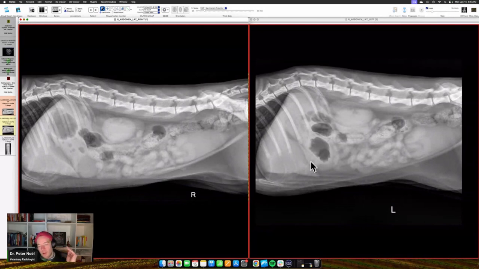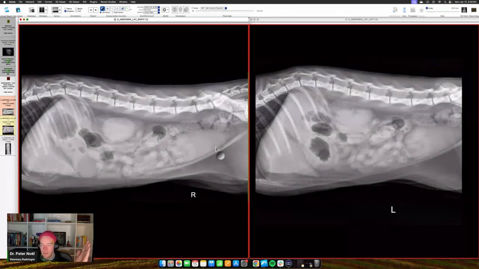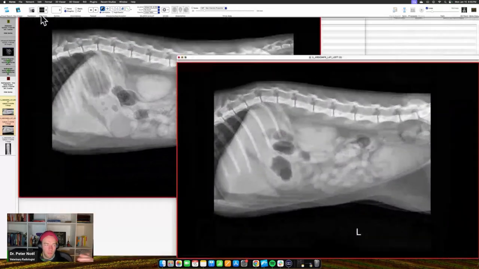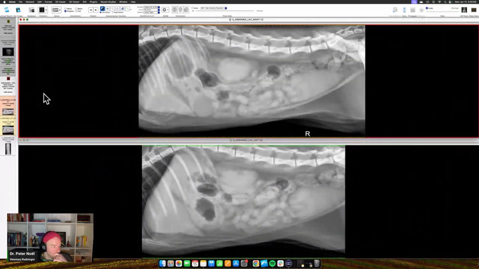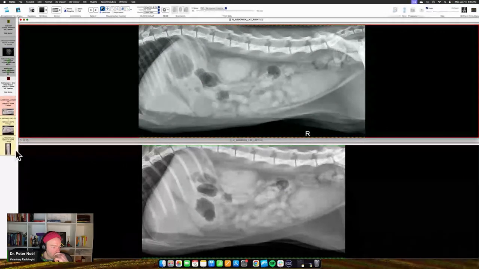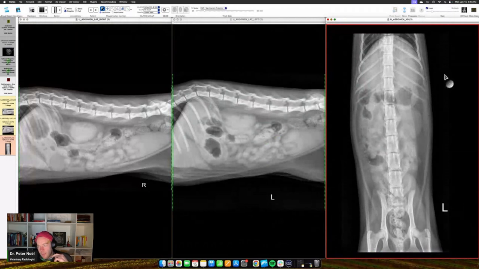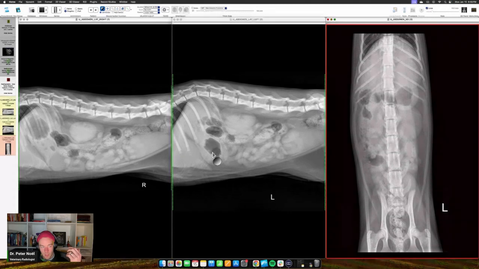When you put the cat with their left side down, the fundus has a left-sided position. So the left side of the cat goes down on the table like this, and all the fluid rushes this way. As a result, the pylorus, which is now right here, doesn't have any fluid. The fluid's down in the body and in the fundic area. So you get this gas-filled pylorus, which is what you want.